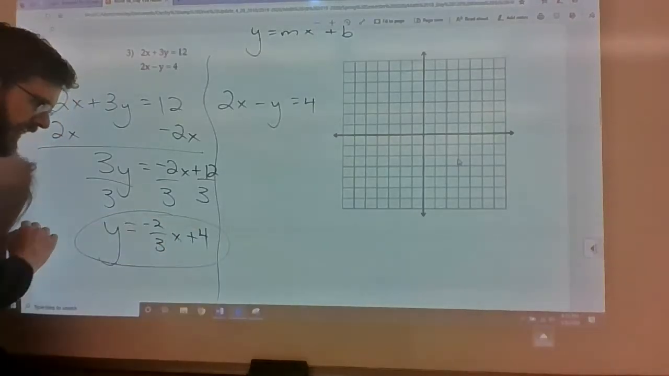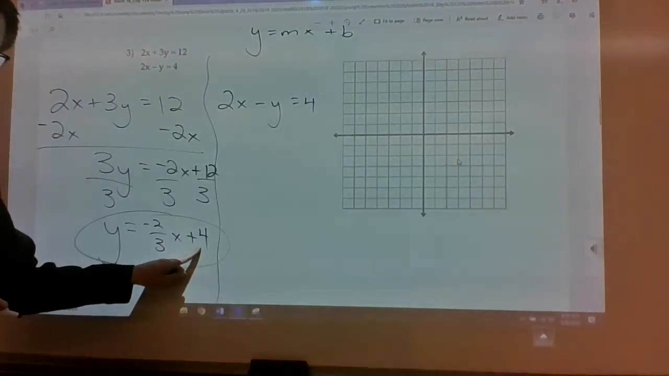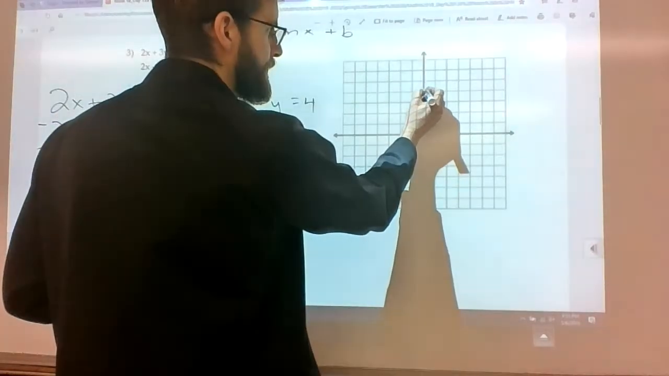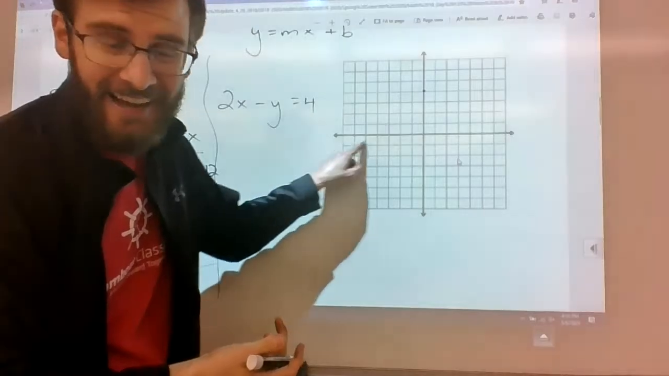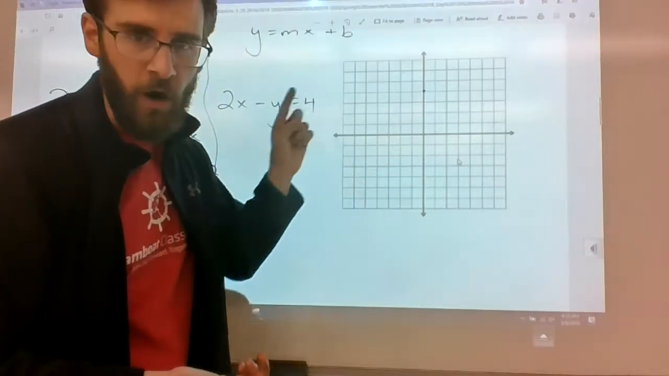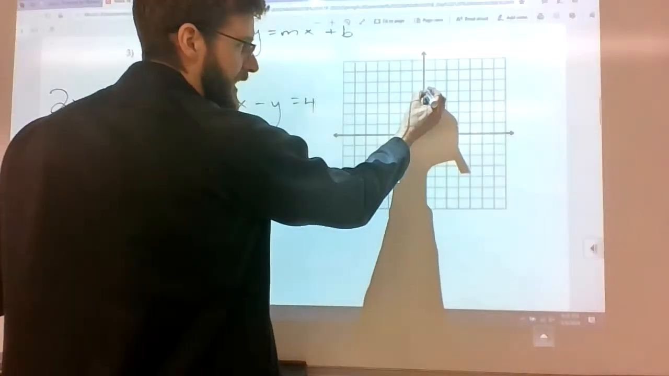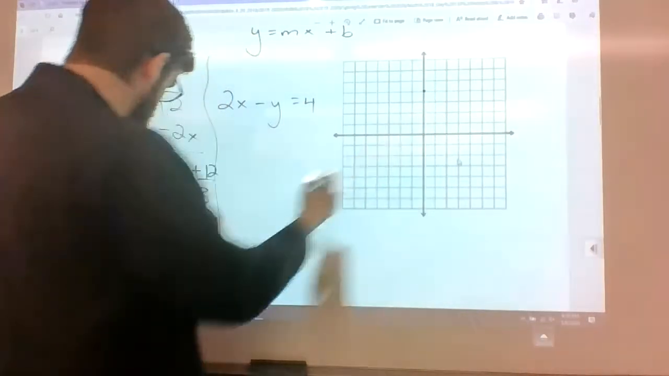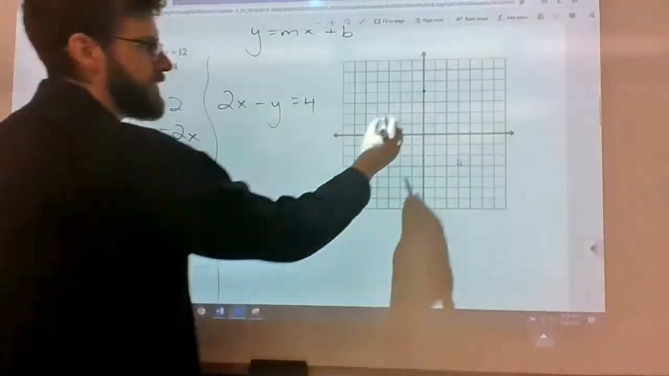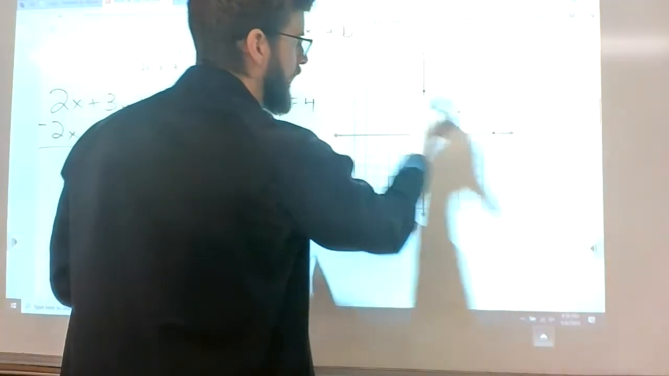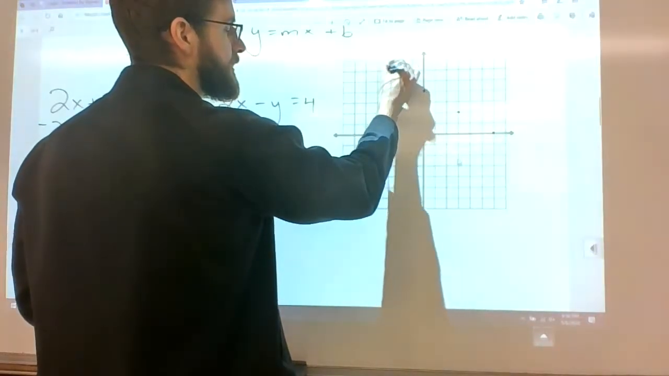All right, so that right there means we're going to start 4 units above the origin on the y-axis. 1, 2, 3, 4. Notice I'm never plotting on the x-axis to start with. It's always the y-axis. Then it's going to go down 2 from the point I plotted, right 3. So down 2, right 1, 2, 3. Up 2, left 1, 2, 3.